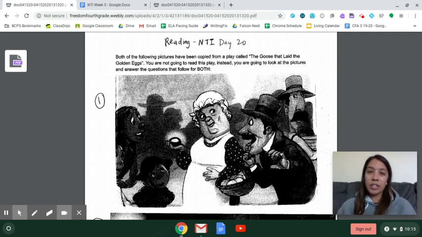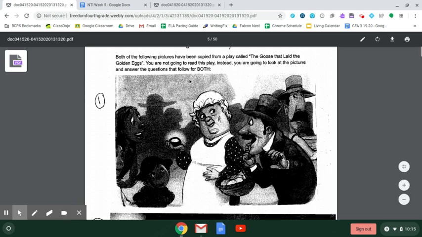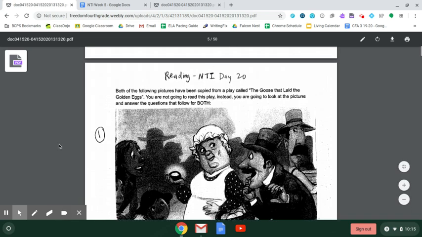Think back to earlier in the year when we were in the war unit and you guys were having to look at pictures without text and look at text without pictures. We did that with nonfiction. Now it's time to do it with fiction, and we have some really fun activities this week to do it with. So follow along with me, and I really hope that you enjoy these lessons as much as I think you will. Okay, here is day 20.